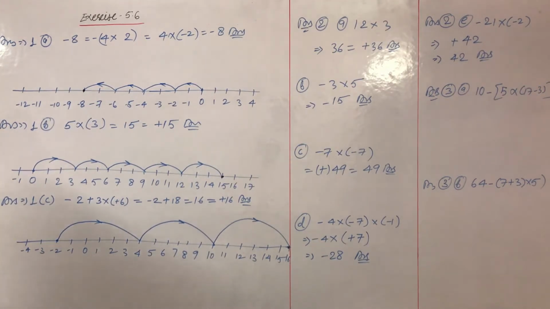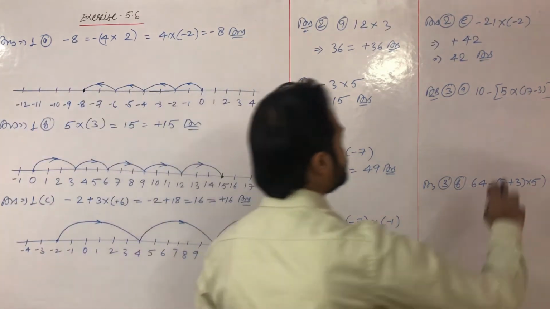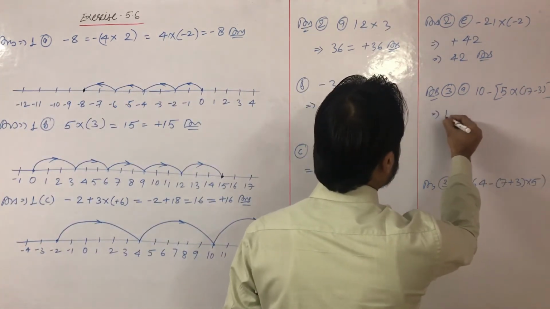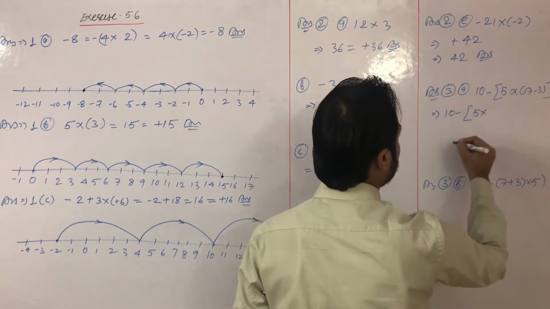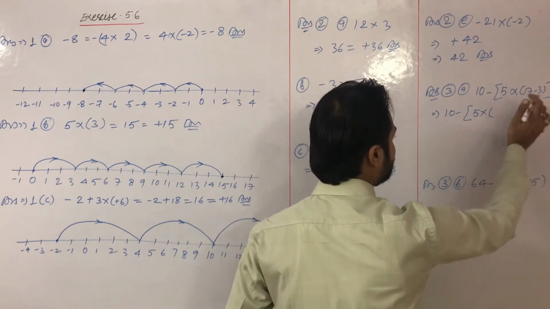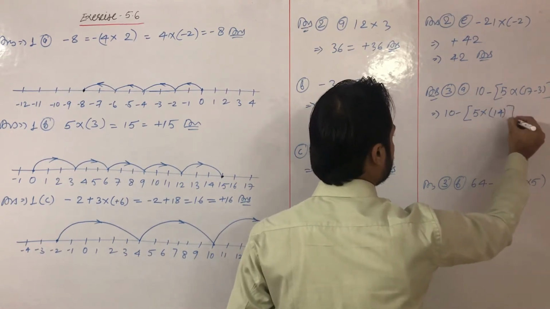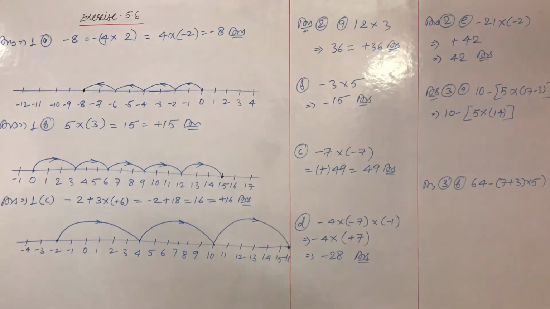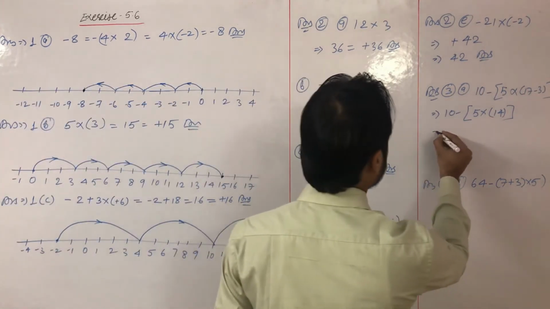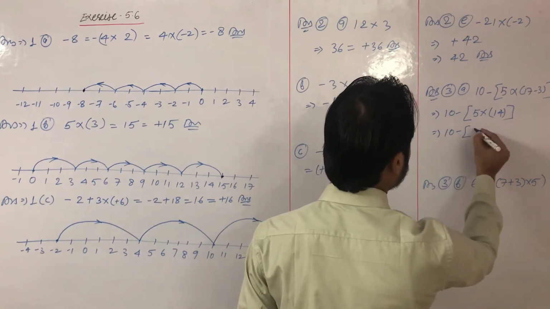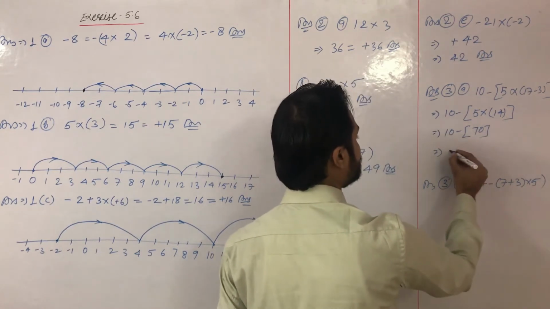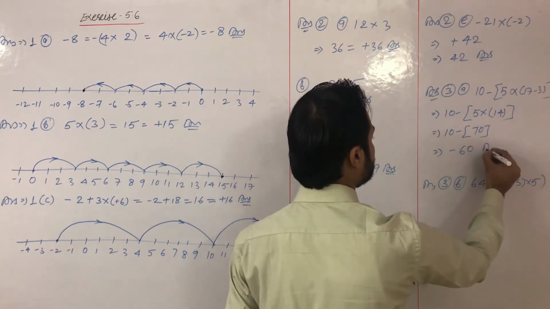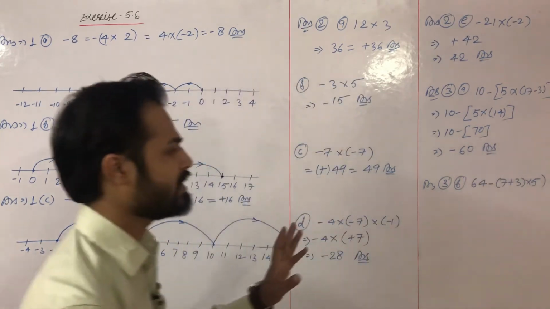10 minus in bracket 5 multiplied by 17 minus 3. So in the first step, it's better to solve this bracket. 17 minus 3 is 14. Now 5 into 14 is 70. So in the next step, 10 minus 5 into 14, 70, and 10 minus 70 is minus 60. So minus 60 is the final answer.